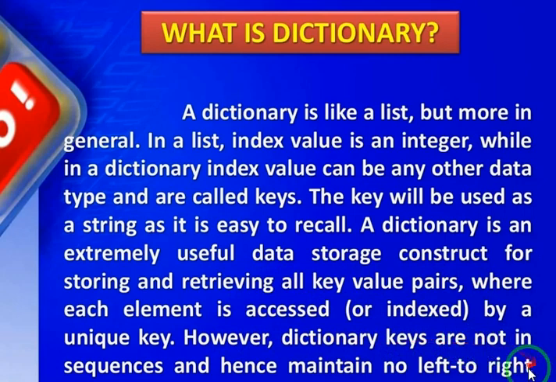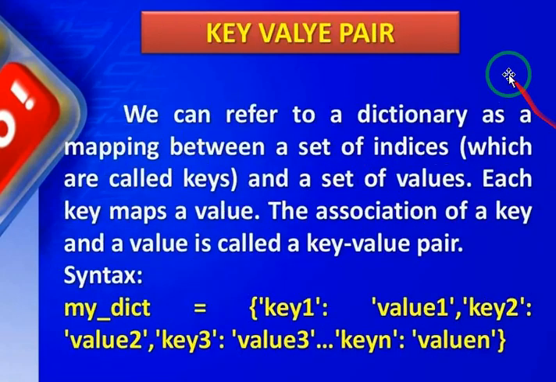However, dictionary keys are not in sequence and hence maintain no left to right order. We can refer to a dictionary as a mapping between a set of indices, which are called keys, and a set of values. Each key maps to a value. The association of a key and a value is called a key value pair. So this is the key and here is its value. These are separated by a colon.